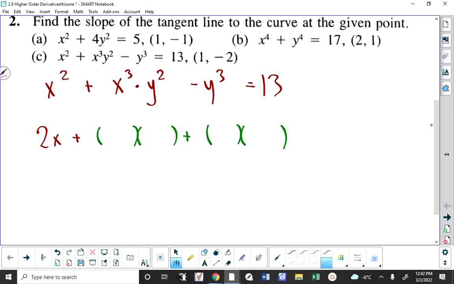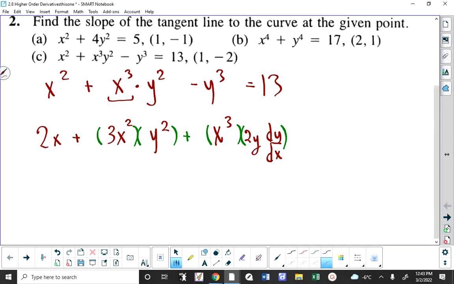So the derivative of the first, I'm looking at this as being the first, would be 3x squared times the second, which is y squared, plus the first, which is x cubed, multiplied by the derivative of the second, which is 2y to the 1, dy dx.